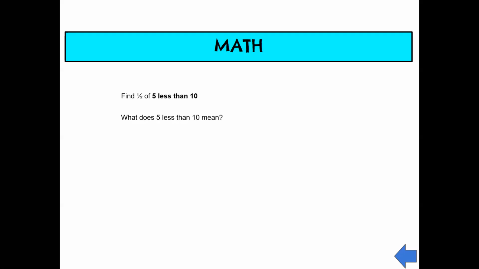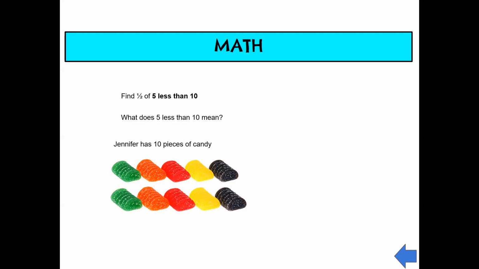5 less than 10. So say, for example, Jennifer has 10 pieces of candy, right? 10 pieces of candy Jennifer has. Okay, let's put the candy there. Got some sugar candy, the candy that rots your teeth out. All right, so we have 10 pieces of candy here.